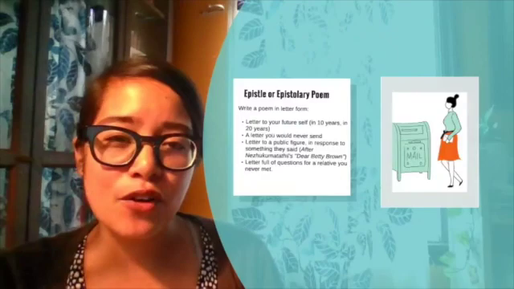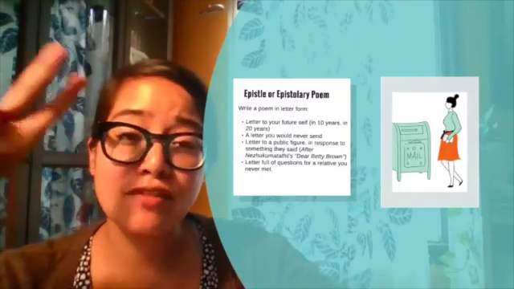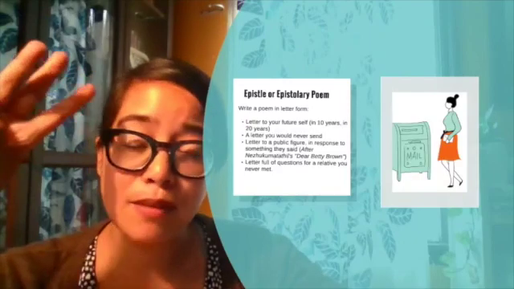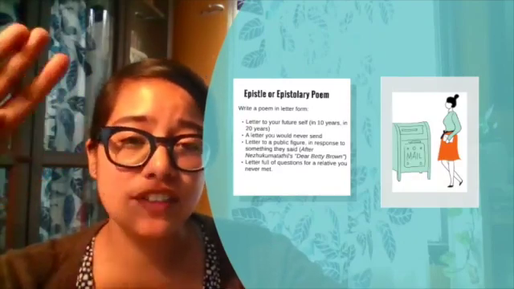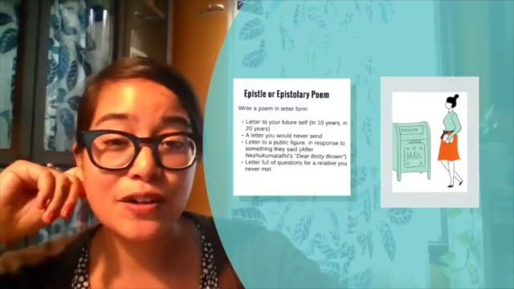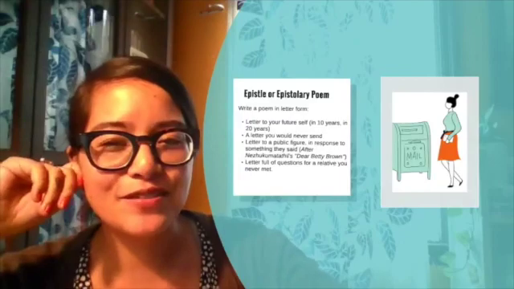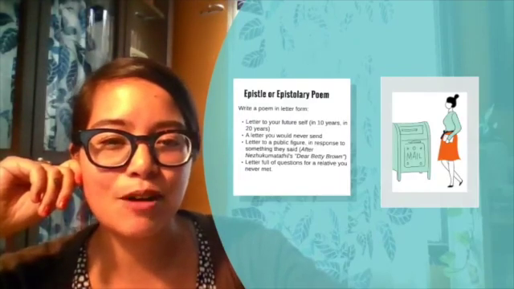So you've got 4 options: a letter to your future self, a letter you would never send, a letter to a public figure in response to something that they said, and a letter full of questions for a relative you never met. So I will give you all a few minutes time, maybe write for about 7 minutes, choosing one of these epistolary prompts.